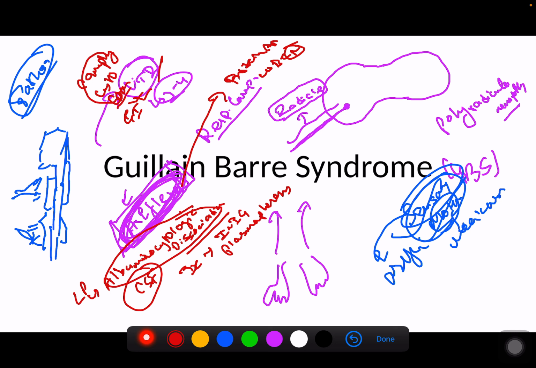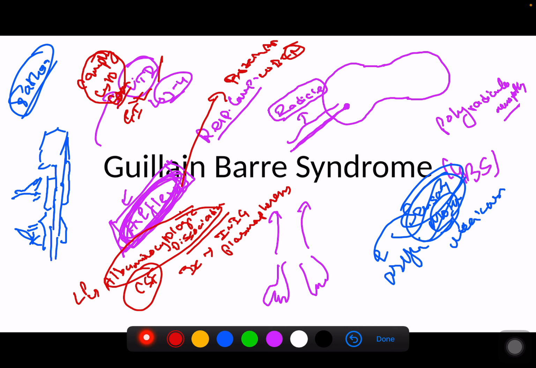Okay, so all these viruses are responsible for causing GBS. It's a disease of paralysis, but this paralysis is transient. So if you treat the condition well enough, then that is reversible. It's not like stroke, where there will be permanent compromise of the motor function.